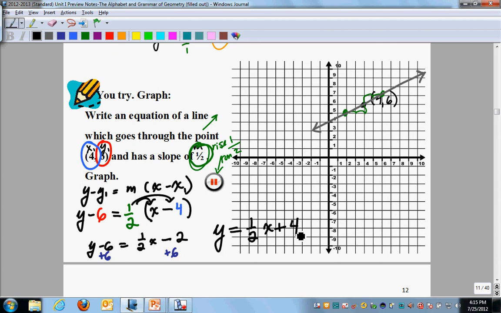Now let's graph that and see what happens. Our y-intercept, y equals mx plus b, our b is going to be +4, which it is. And then our slope, rise over run, our rise is 1, and our run is 2. Same line. Or we can drop 1 and go over 2 this way. Please review these notes carefully and be prepared to do this in class.